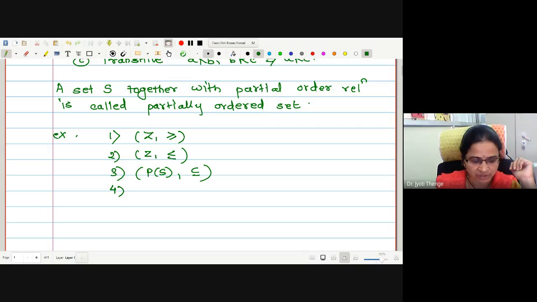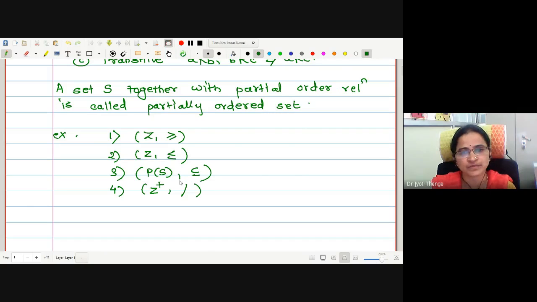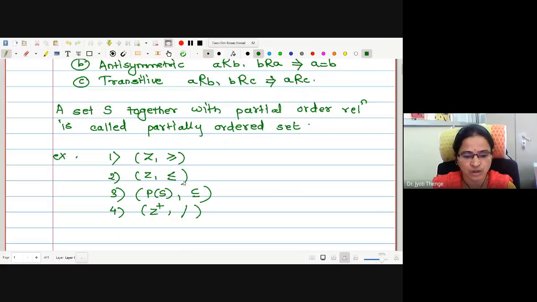One more example I can give is the set Z plus of all positive integers under divisibility, which is also a POSET. A positive integer divides itself, therefore it is reflexive. A divides B and B divides A implies A equals B. A divides B and B divides C implies A divides C. Therefore this is also a partial order relation. These are some of the examples we have seen under the POSET.